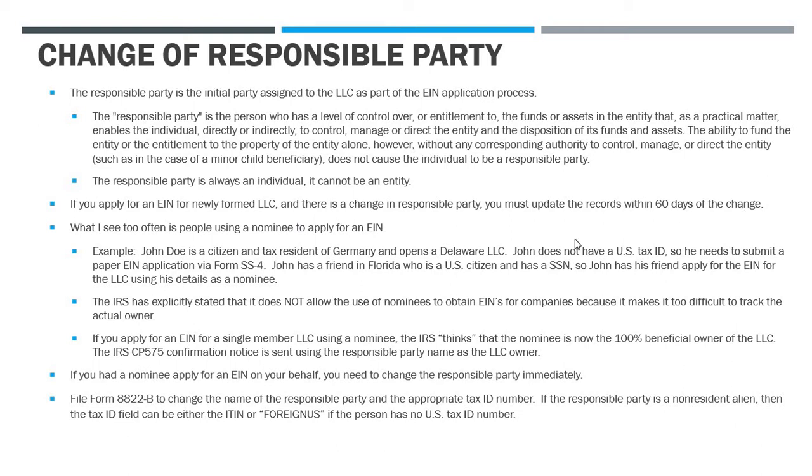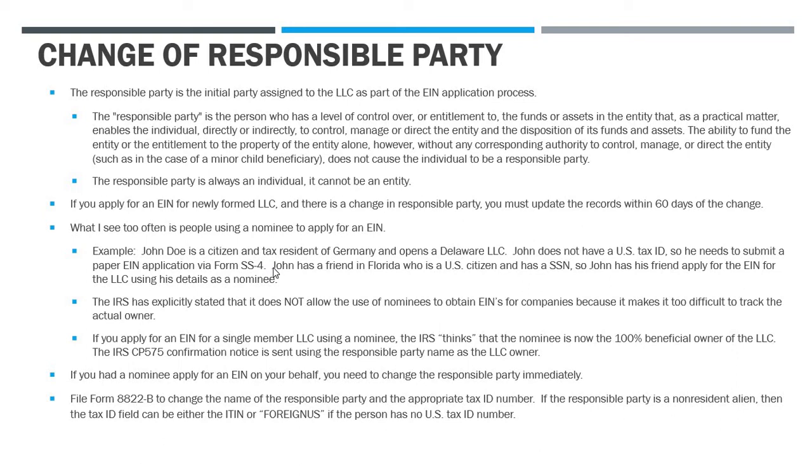Now, here's where I see this all too often, and it's wrong, and I try to encourage people not to do this, but it's with nominee EIN applications, right? So for example, if John Doe is a citizen and tax resident of Germany and he opens a Delaware LLC, John doesn't have a U.S. tax ID, which means that he can get an EIN for his Delaware entity, but he has to submit it via paper. So SS4 is filed via paper, U.S. mail, or you can fax it.